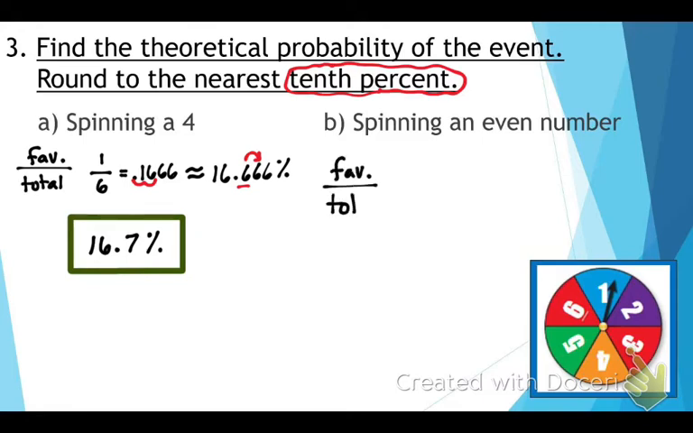Favorable divided by total. I am looking to spin an even number. Lexi, how many even numbers are on this spinner? 3. 3 out of how many total? 6. If I wanted to reduce that, it would be a half.